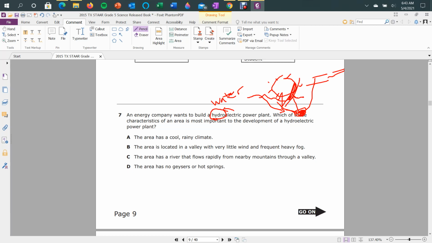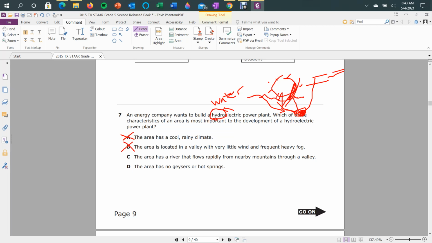So, the area has to be a cool and rainy climate. No, that makes no difference. It could be a sunny area, as long as there's a river that flows pretty fast. The area is located in a valley with very little wind and frequent heavy fog. Wind and fog have nothing to do with it. The wind would have something to do with it if we were talking about a windmill, but we're not.